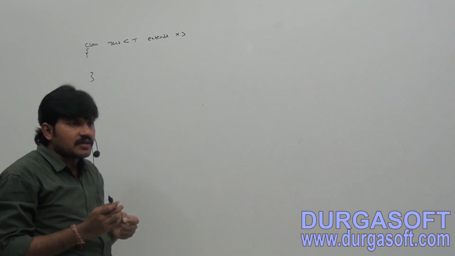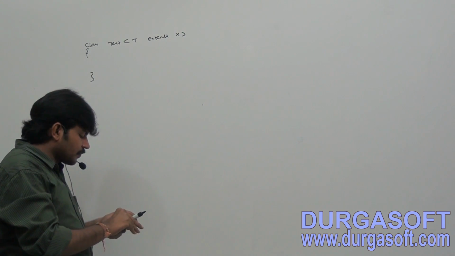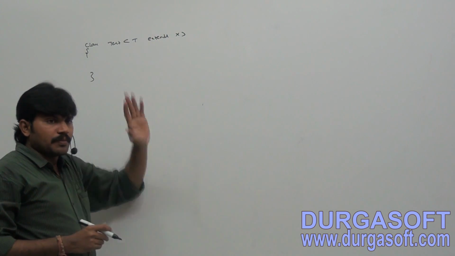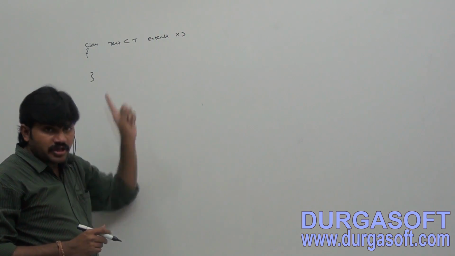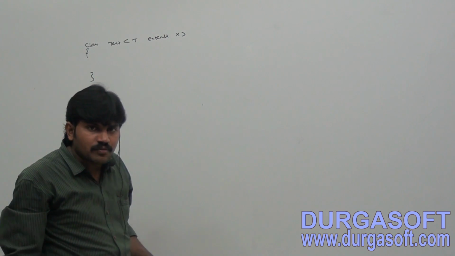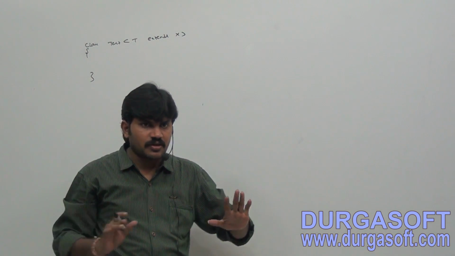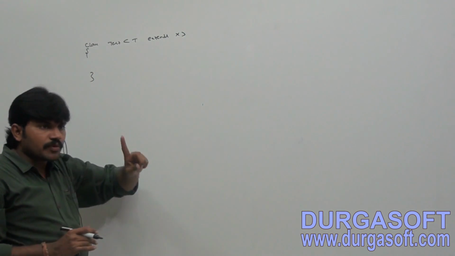If X is a class, then at the type parameter we can pass either X type or its child classes. If X is an interface, then at the type parameter we can pass either X type or its implementation classes. Are you able to understand, right? So this is the syntax for bounded type.